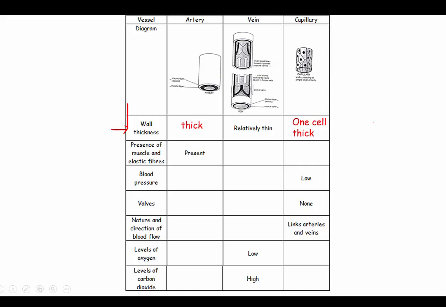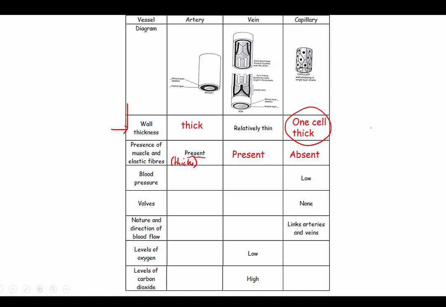The presence of muscle and elastic fibres. Arteries have, we're just going to say they're present, but they're also very thick. Okay, so that's what is making the walls very thick. Veins, on the other hand, are very, very thin, but they are still present. So they have muscle and elastic fibres, but they don't need as much because the blood is flowing at low pressure. Capillaries don't have them at all, and the main reason for that, they're one cell thick. So they don't have muscle and elastic fibres because there just wouldn't be space.